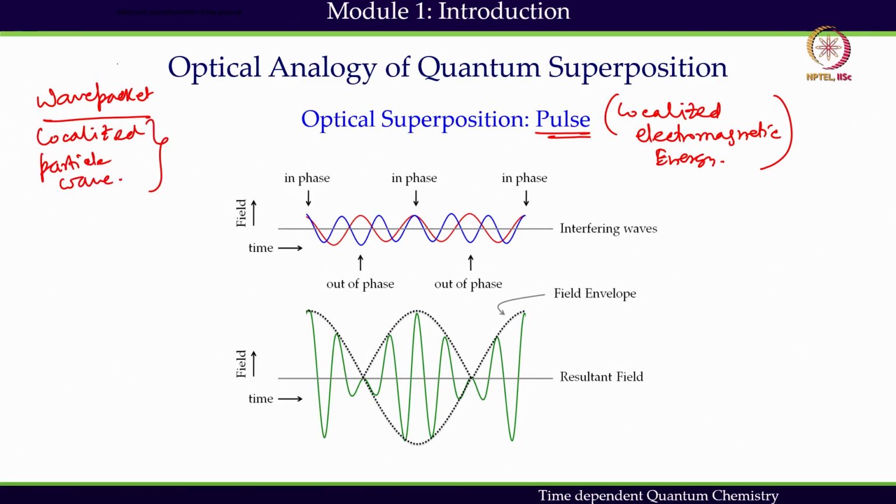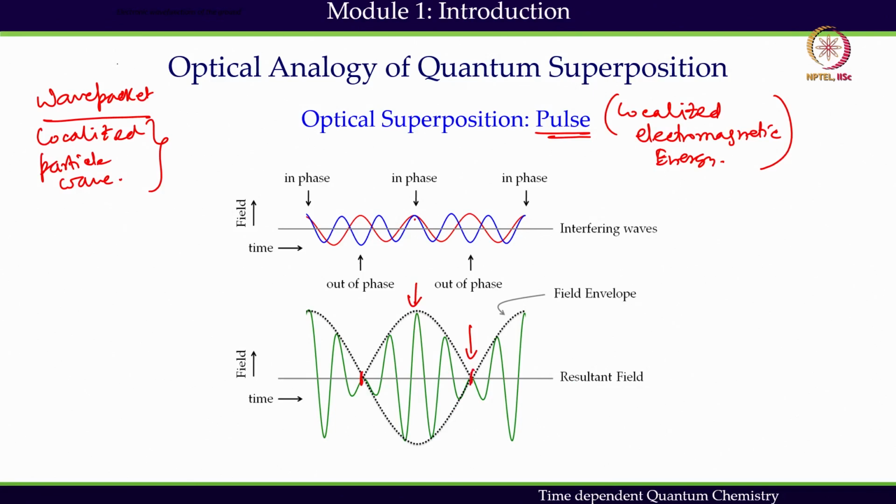And how do you create that? We create optical superposition by considering two slightly different frequency components interfering with each other, and there are places where they will interfere constructively, and places where they will interfere destructively. In the end, the final pulse should look like this, a pulse which is localized electromagnetic energy in space.